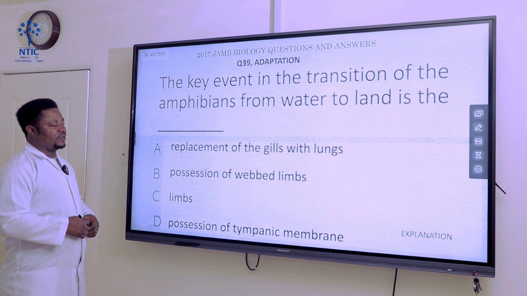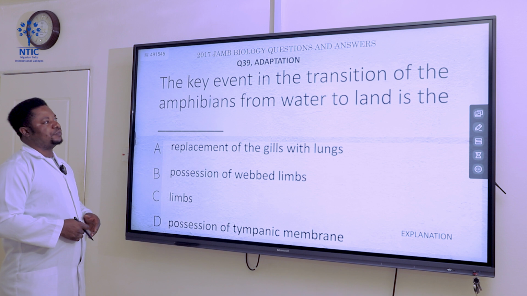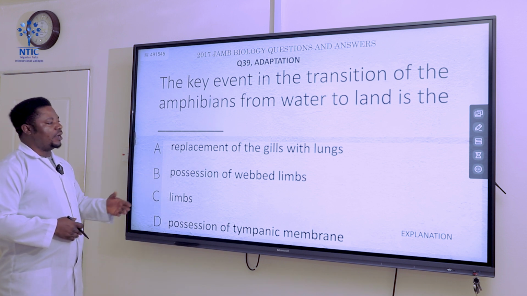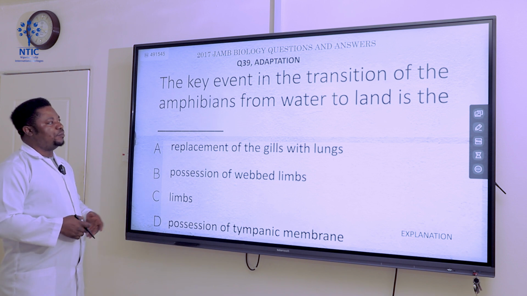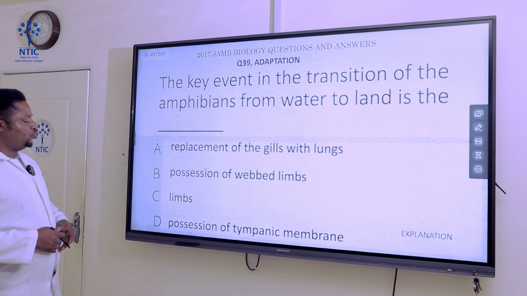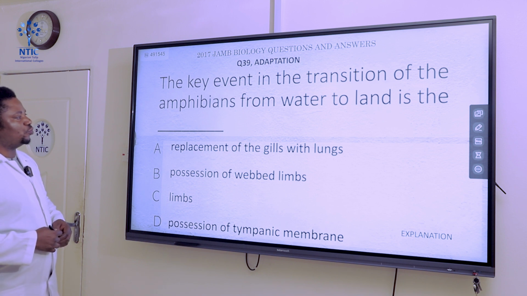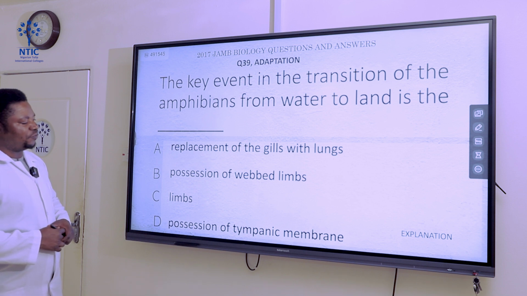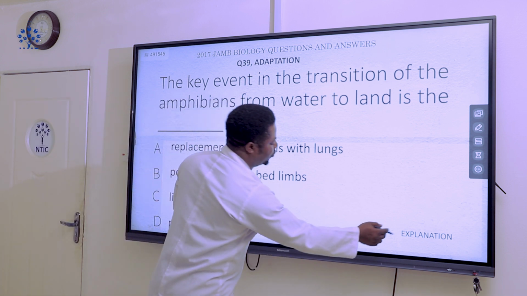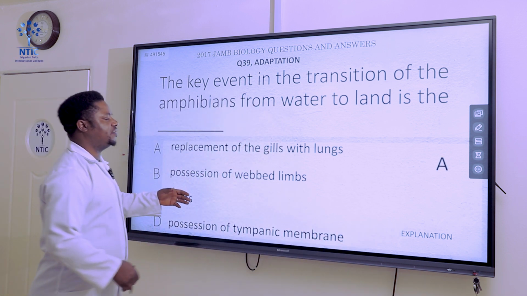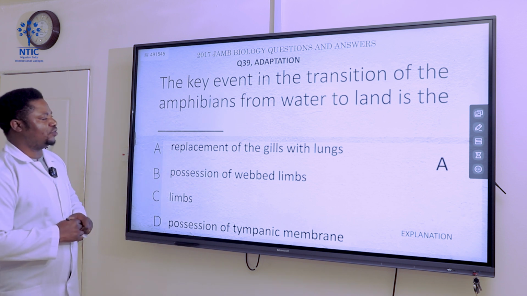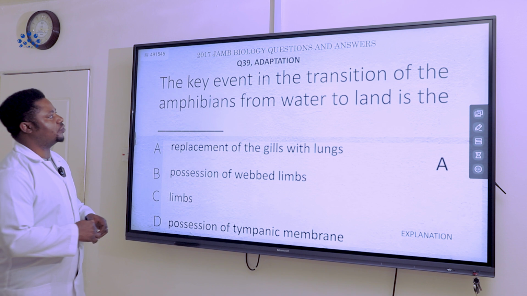We have limbs. Of course, there may be need for limbs in water, but if you are moving on land, you must have well-developed limbs too for you to be able to walk very well. D says possession of tympanic membrane, which is used for hearing. So the correct answer to this is A, replacement of the gills with lungs.